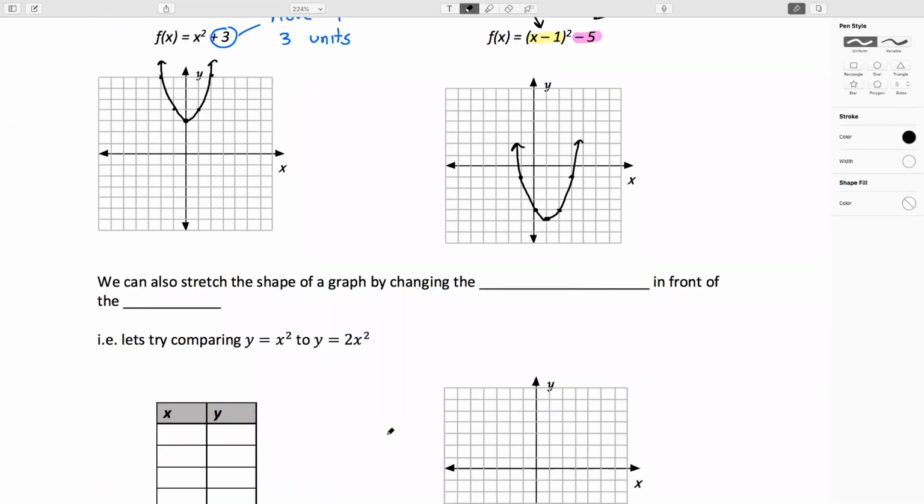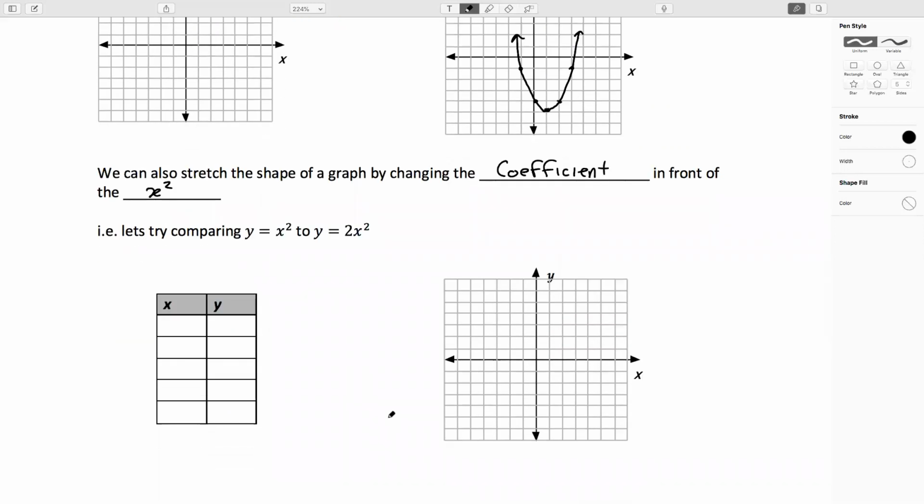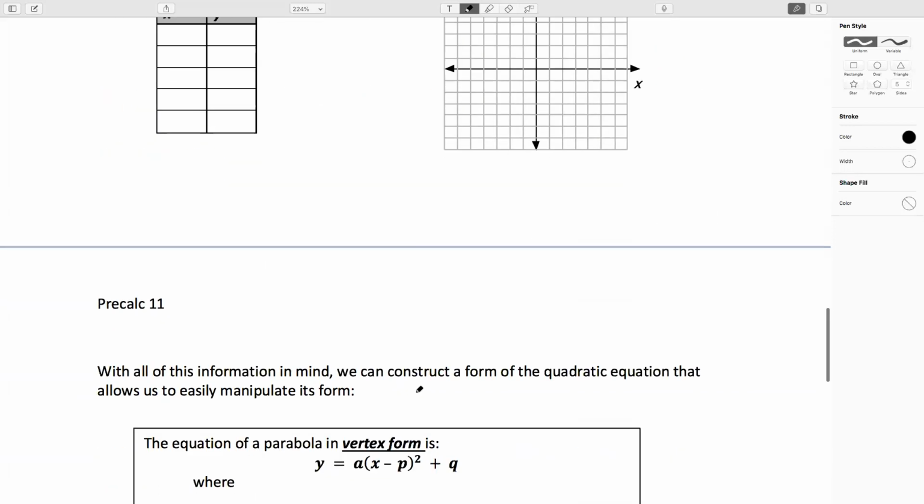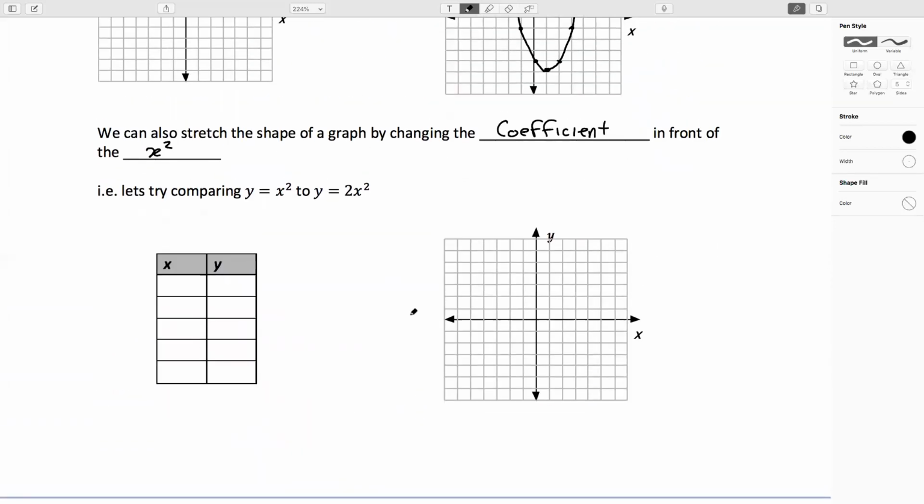We can also stretch the shape of a graph by changing the coefficient in front of the x, or technically the x squared. So we're going to compare two functions. We're going to compare y equals x squared to y equals 2x squared. All right. Y equals x squared, we can just graph it. Maybe we'll do that one in blue. So it starts at the origin, goes over 1, up 1, over 2, up 4. So this is the original.